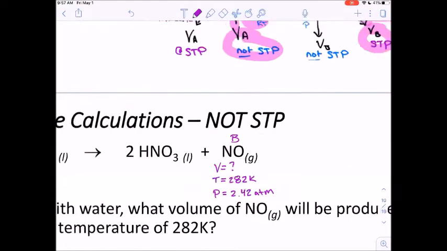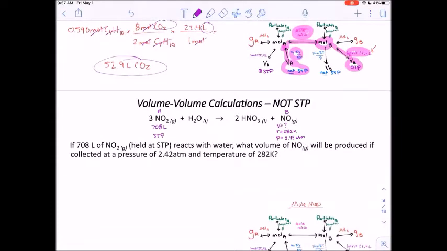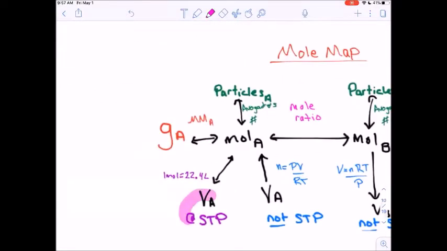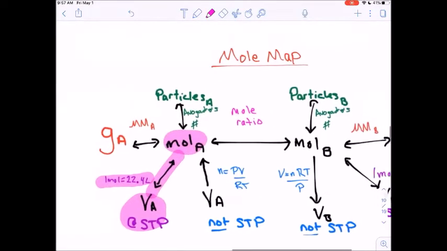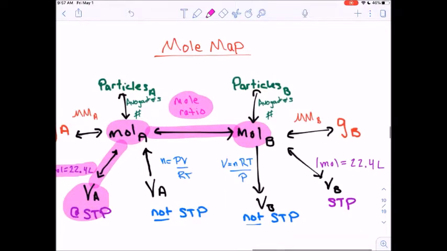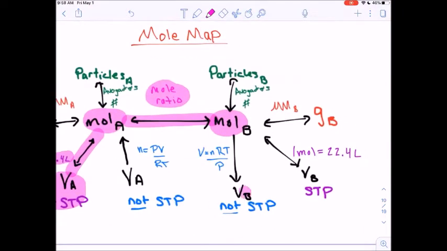So now I'm going to identify where I'm starting and ending on my mole map. So going down to my mole map here, I'm starting at an A, which is at STP. So it's a volume at STP, which means I'm starting here on my mole map. And my first conversion factor is going to be 1 mole is equal to 22.4 liters, and that will get me to moles of A. Then I need to go to moles of B. That's always my next step, using my mole ratio. And I'm ending with a volume that's not at STP. So I'm ending down here.